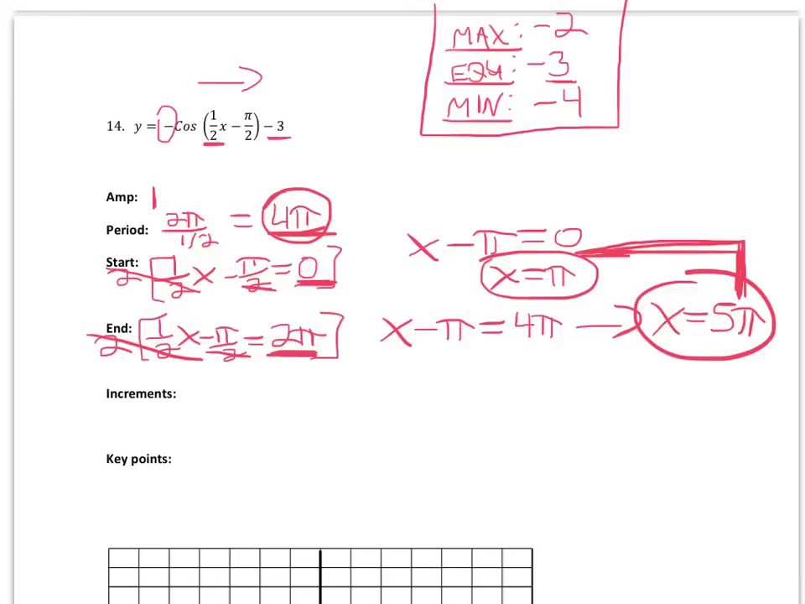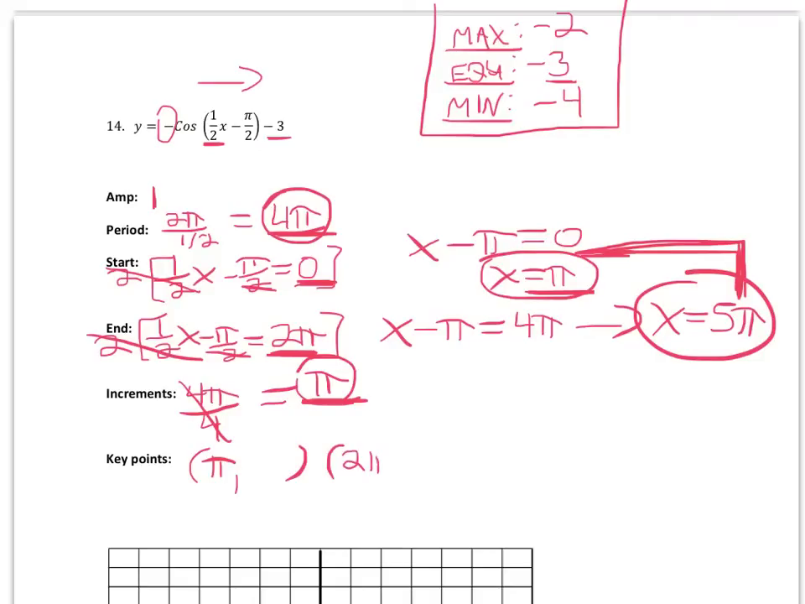Okay, the increments. I take the period, which is 4 pi. I divide it by 4, because there's 4 intervals in the unit circle. 4s cancel, I get pi. So here's the good thing about this. I'm not going to deal with any ugly fractions. Okay, key points. I get the x values first. The first x value is this pi. And then the increment is also pi, so I keep adding pi to it.